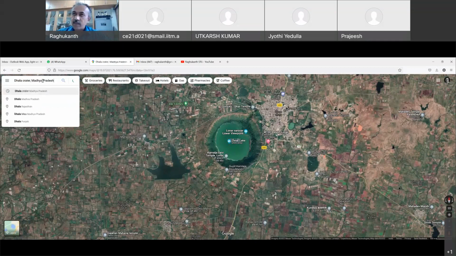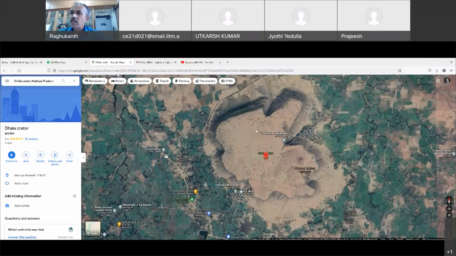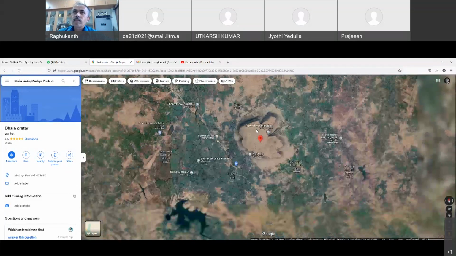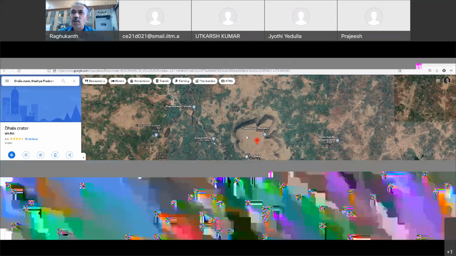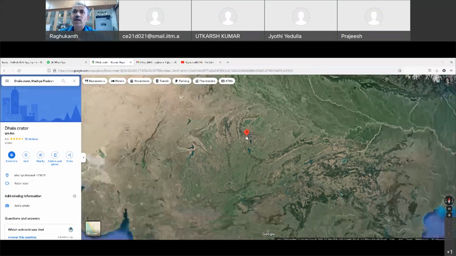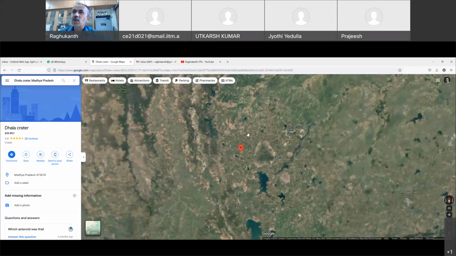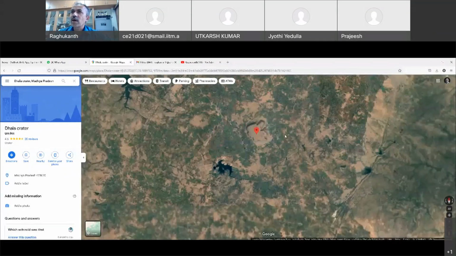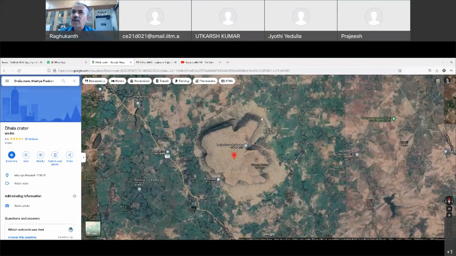The Dhala crater. How many of you have heard about Dhala? First time. So this is also one more crater. You are seeing this place, right? If you zoom in, where is it located? I think it is in Madhya Pradesh, near Jhansi. Okay. So if you zoom into this region, this is also a crater. If you see the images, how does it appear? All of you can see this shape, right?